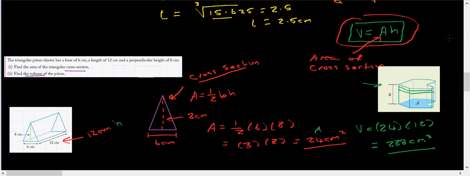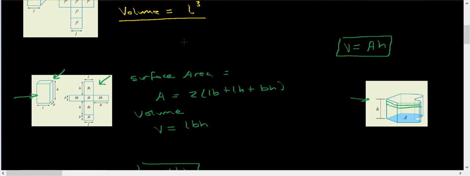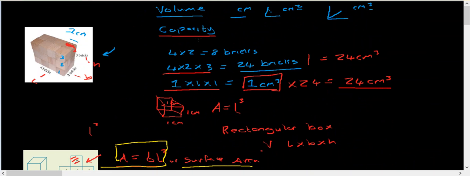So again, just really important, you can use this formula for any prism. So just figure out what the cross section is. In this case, it was a triangle. Get the area of that cross section using whatever formula you have to use. So in this case, we used the formula for getting the area of a triangle that we've already looked at, and then you can just multiply it by the height. So that's volume. So we've looked at how to get the volume of prisms.